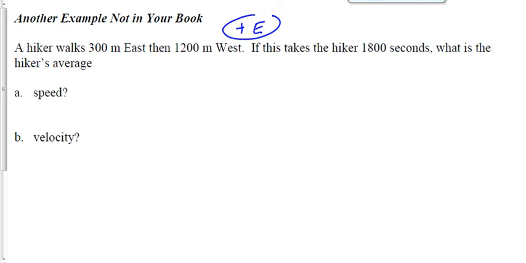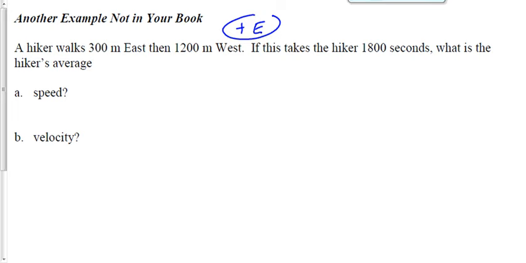These are displacements. The hiker walks 300 meters. The hiker isn't 300 meters. We don't know where the hiker is. Maybe the hiker's in Banff. Maybe the hiker's in Mount Everest. I don't know. We don't know where the hiker is. We just know the displacement of the hiker, a couple of displacements of the hiker and the time that it takes, 1,800 seconds.